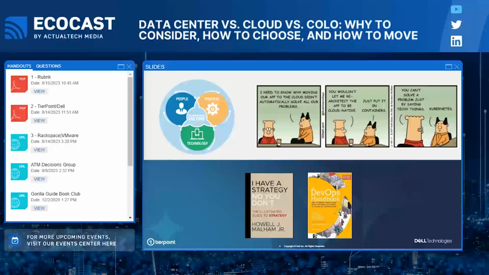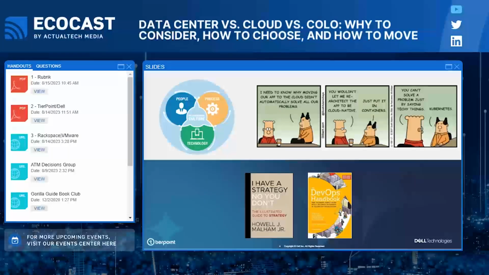And so I wanted to toss out two books that I really, really enjoy. When I have consultative conversations with customers, I ask them what their strategy is. And a lot of times I get tactics. Well, we're going to do this, and this. But what is a strategy? I love the book, I Have a Strategy, No You Don't. It's a short book, a quick read, and it gets everybody on the same page of what a strategy really is. And I go back over here to the DevOps Handbook because, again, it's people and process. What I love about the DevOps Handbook is it tells stories about how organizations have evolved and transformed.